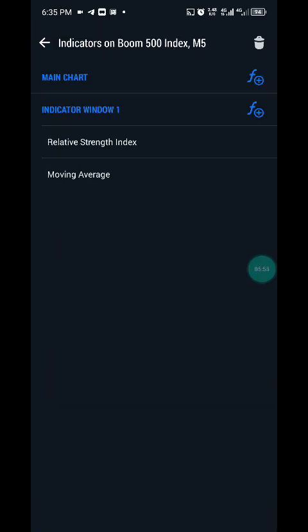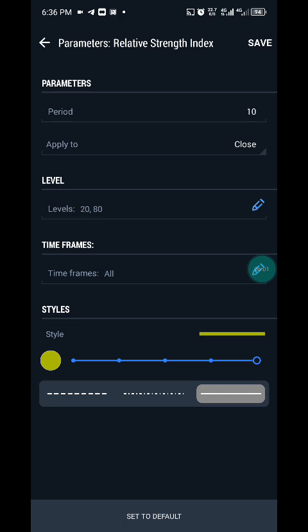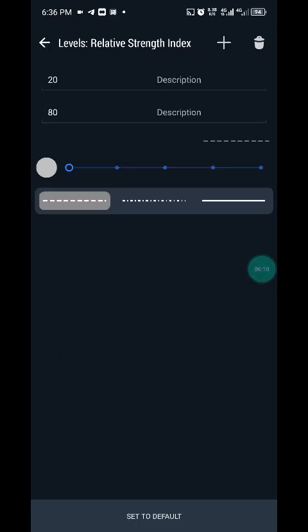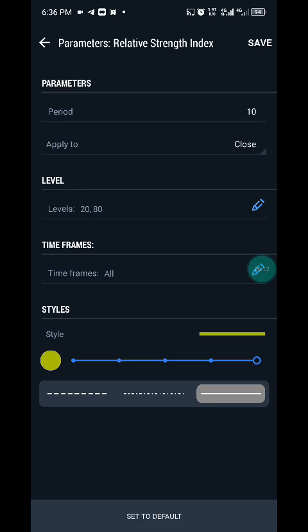To add it, you are going to press on this particular F plus, and you are going to click on our relative strength index, with a period of 10. We have applied to close. We have levels to be 80 and 20. Those are the two levels you have, which are your strong buy and your strong sell. We have our style, which can be any color of your choice. You can choose yellow, you can choose any color.